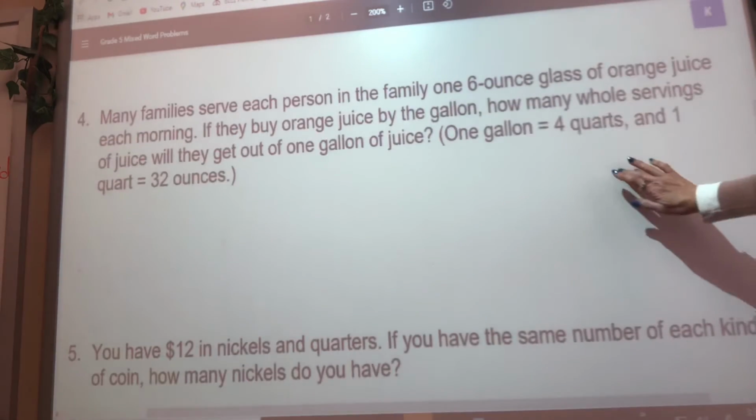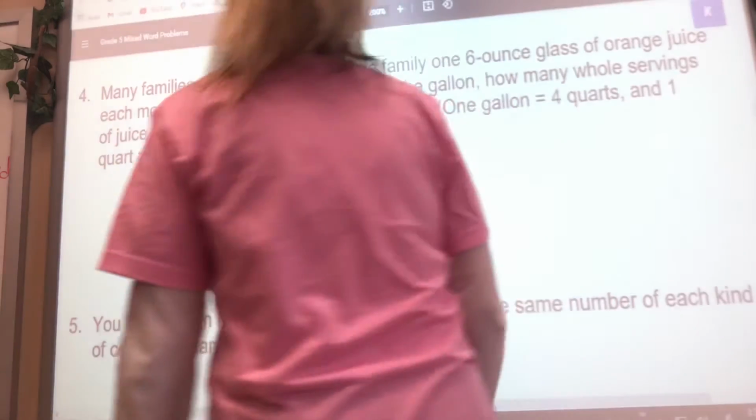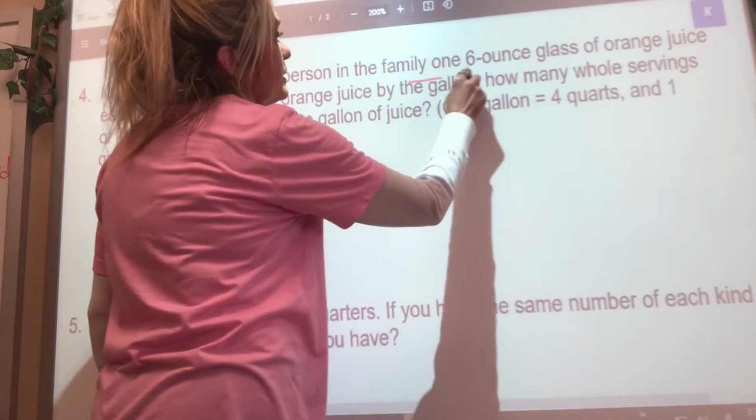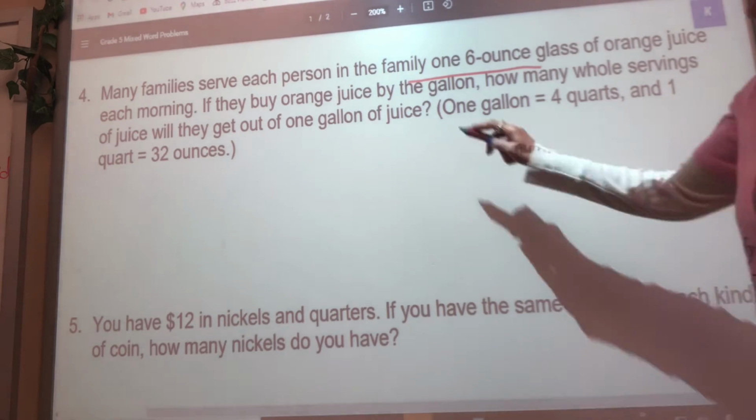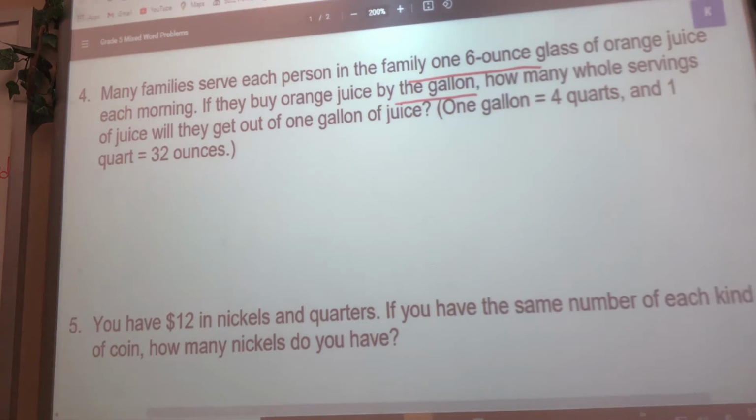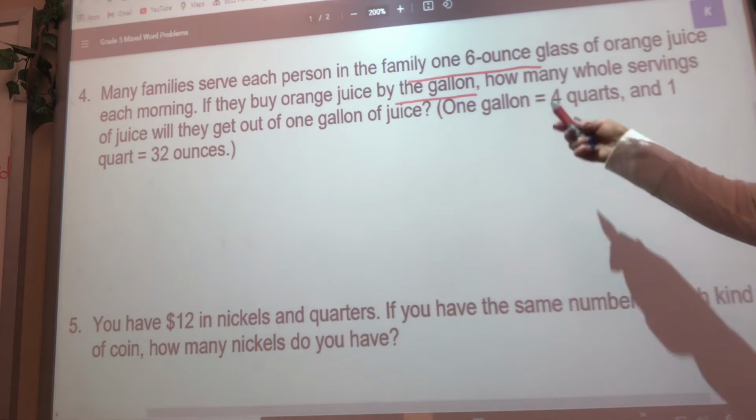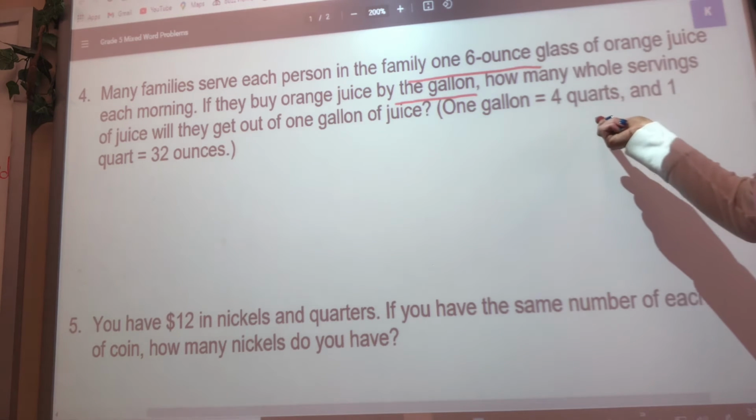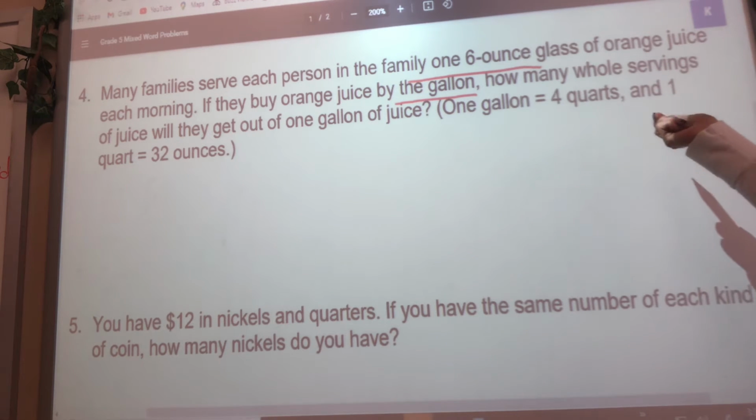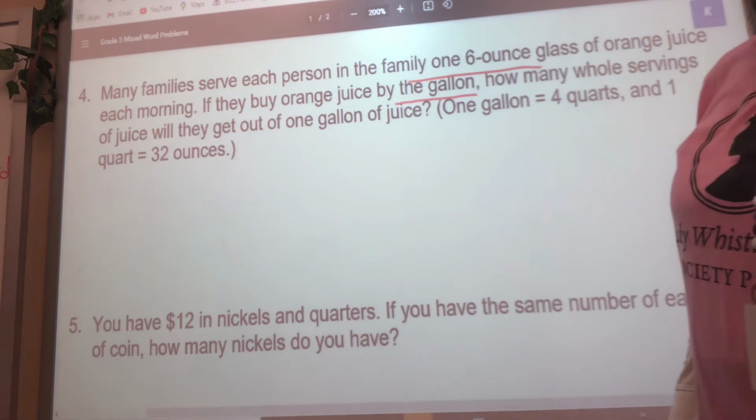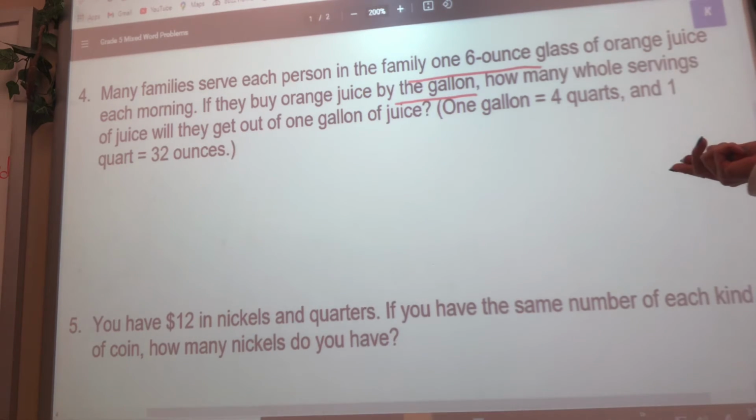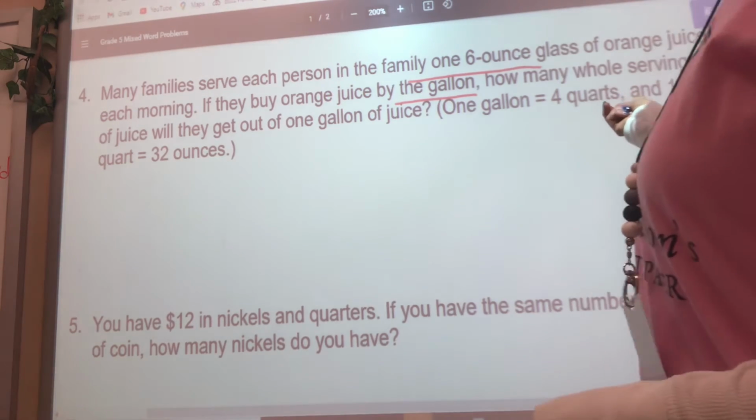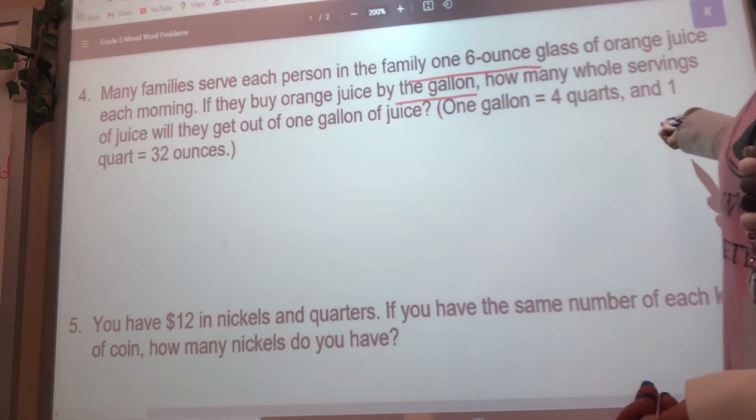Number 4, many families serve each person in the family 1 6-ounce glass of orange juice each morning. If they buy orange juice by the gallon, how many whole servings of juice will they get out of that 1 gallon of juice? And it says, remember that 1 gallon is equal to 4 quarts, and 1 quart is equal to 32 ounces. So the first thing I need to do, I just need to figure out how many ounces are in that gallon. Okay, so it tells me there's 4 quarts, and each one of those quarts is 32.